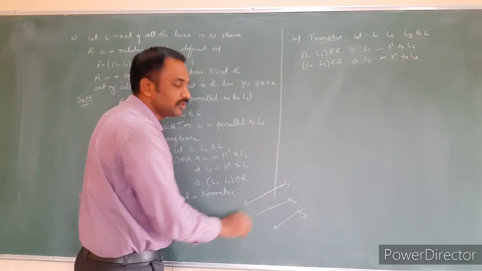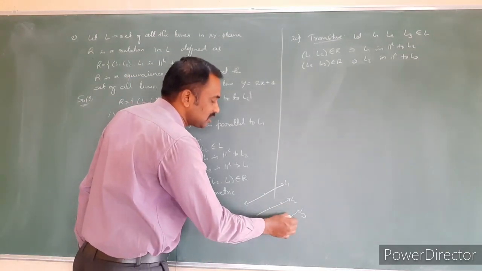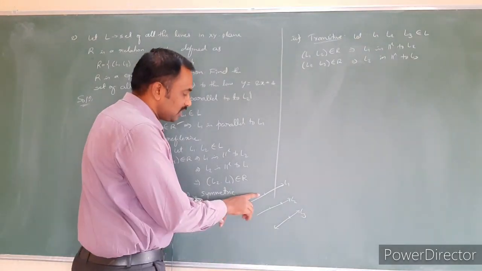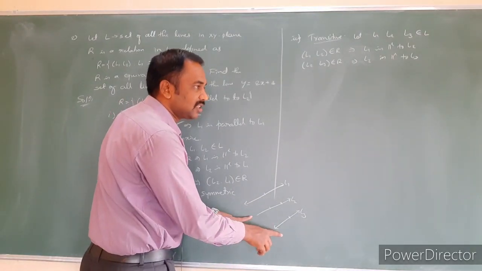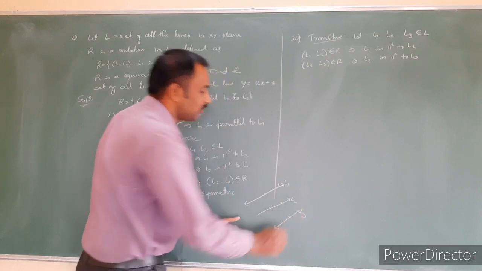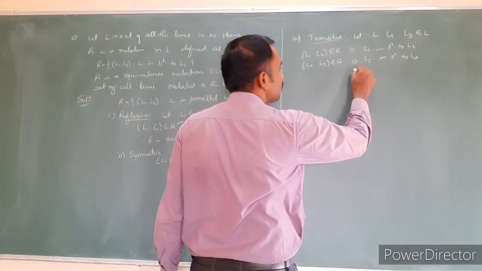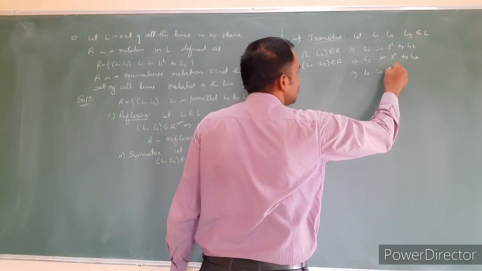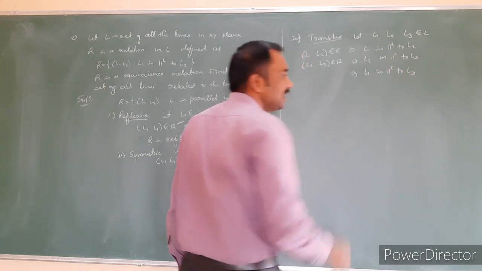L1 is parallel to L2, L2 is parallel to L3. L1 and L2 are parallel, L2 and L3 are parallel. Now what about L1 and L3? Obviously from these two statements we can say that L1 is parallel to L3.